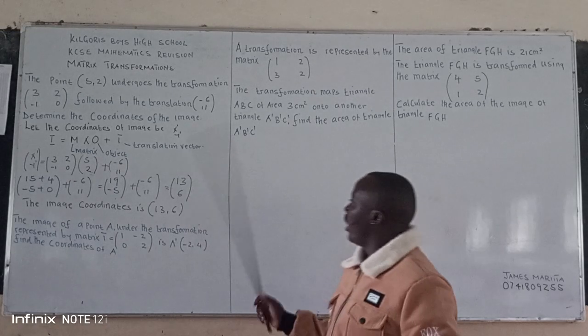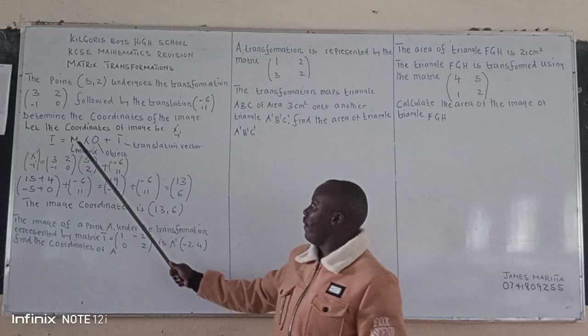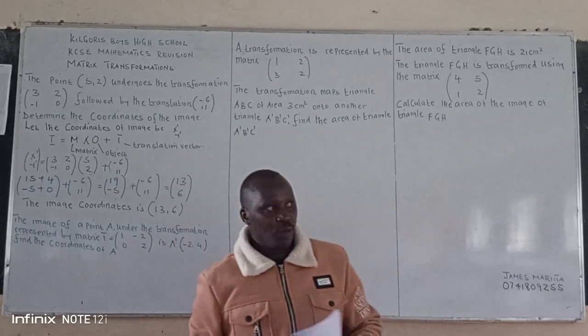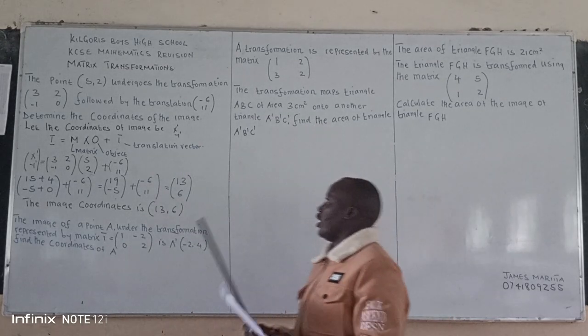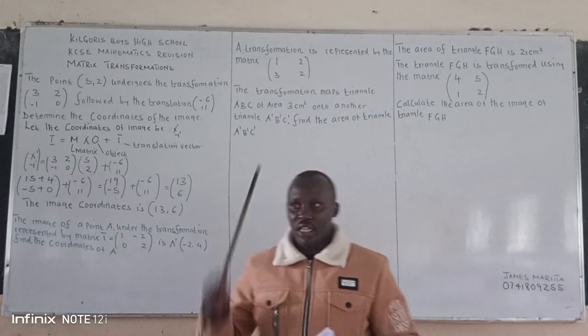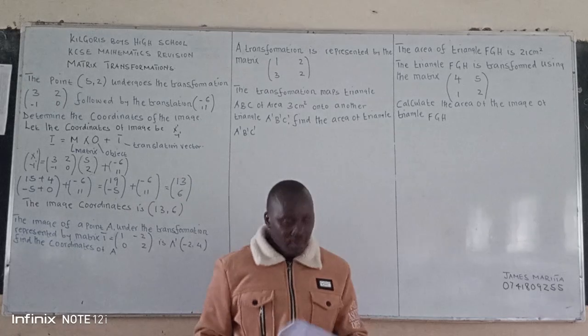Remember to use this formula: the coordinates of the image is equal to the matrix of transformation times the coordinates of the object plus the translation vector. That is when we have a transformation followed by a translation. That is the formula that you are supposed to use.